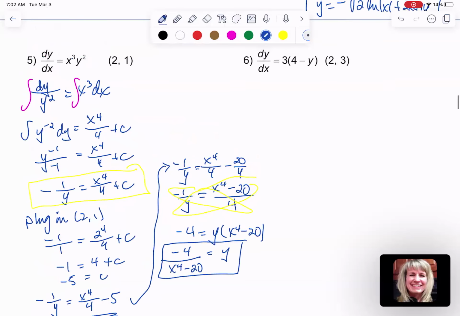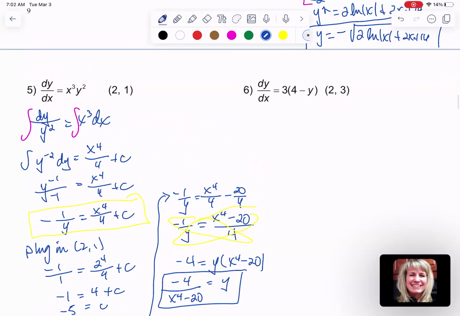All right, on number 6. Again, I like to keep the constant on the right-hand side with the dx. So I'm just going to move the 4 minus y over. So this will be dy over 4 minus y equals 3 dx. And then I'm going to integrate both sides.